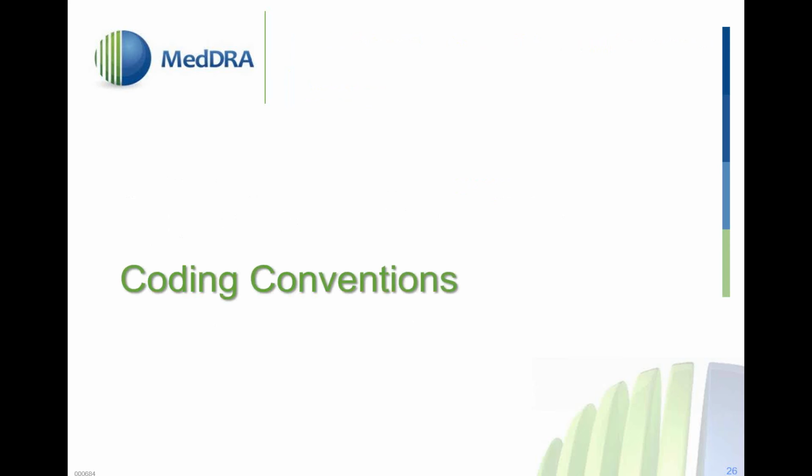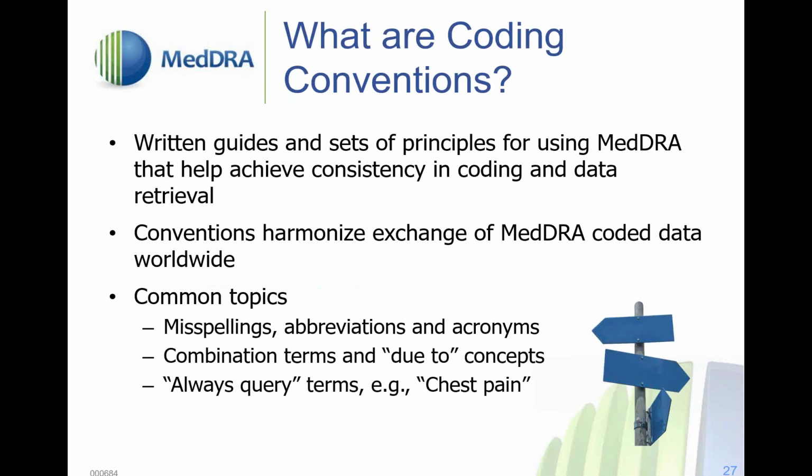Okay, coding conventions. Let's talk a little bit about coding conventions. It's important to have coding conventions because coding conventions really are written guidelines. They are sets of principles that guide the end user how to be accurate in their coding and how to be consistent in that coding. Because when you have accuracy and consistency, you improve the quality of your data retrieval. So you're really harmonizing your exchange of coded data when you are all following the same conventions.